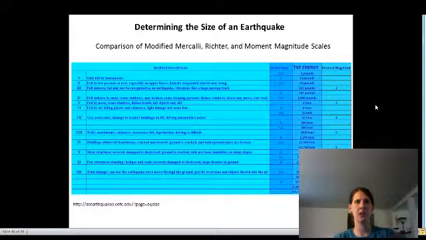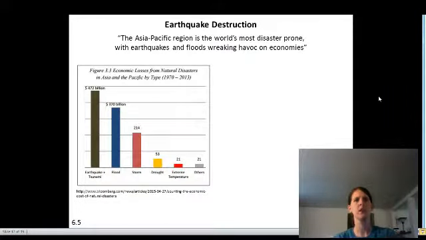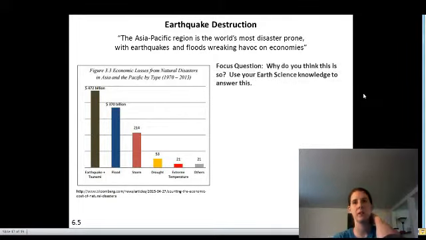And this is just a comparison of the Mercalli, the Richter, and then what's called a moment magnitude. The moment magnitude isn't really used very often anymore. And this is looking at just some numbers of destruction from a variety of natural disasters, especially in the Asia Pacific area. So you can see temperature, drought, even storms don't even compare to the amount of money and damages done by earthquakes and tsunamis related to earthquakes.